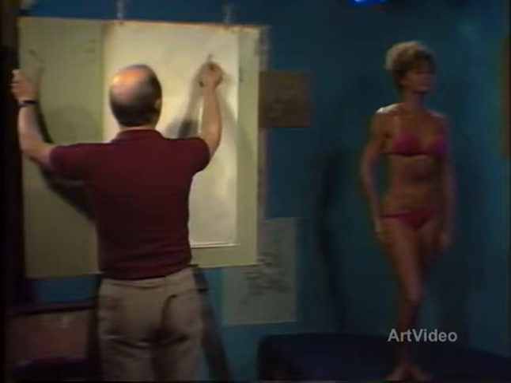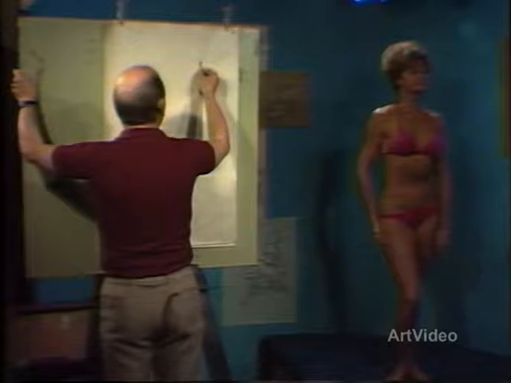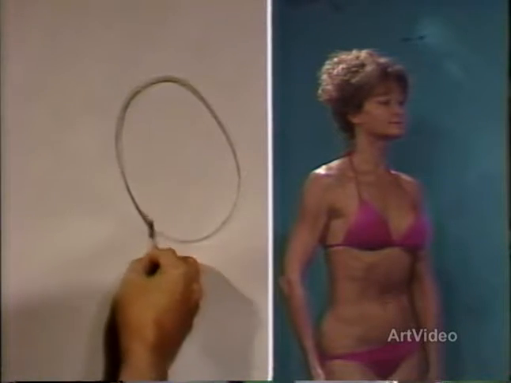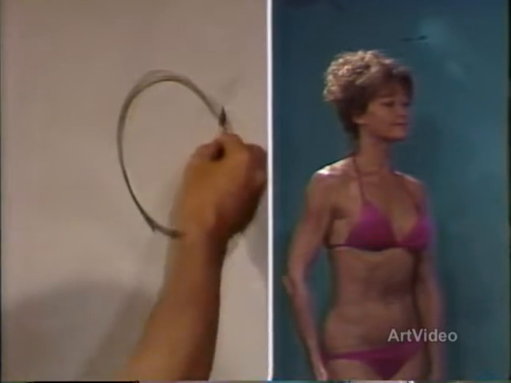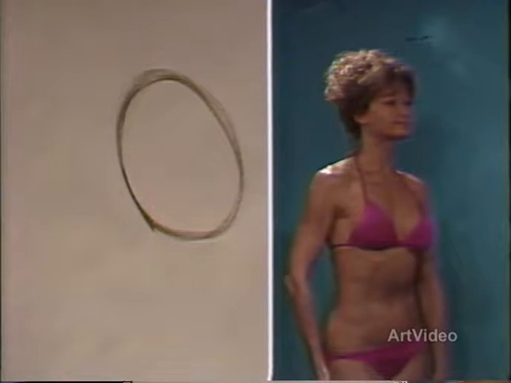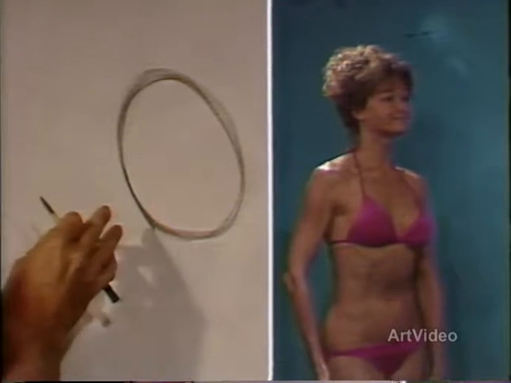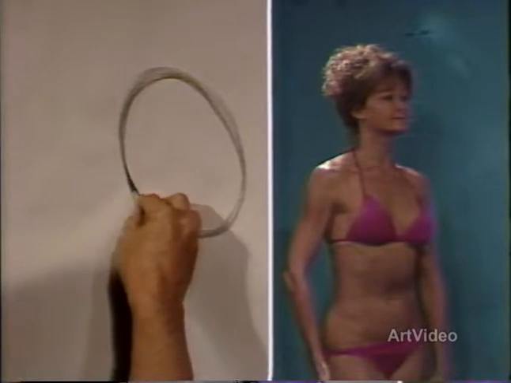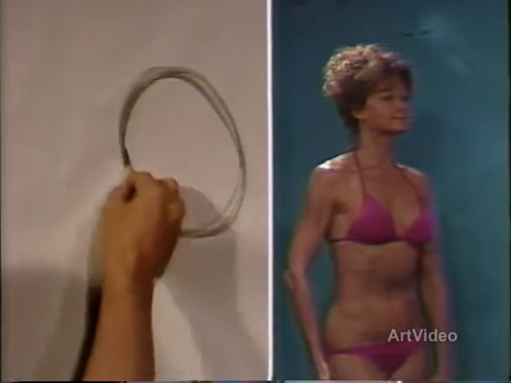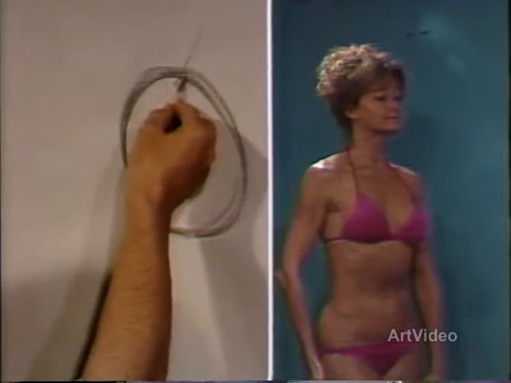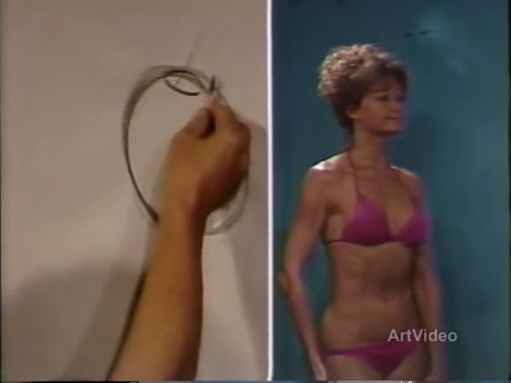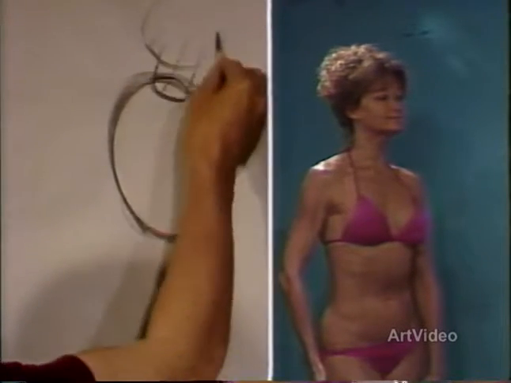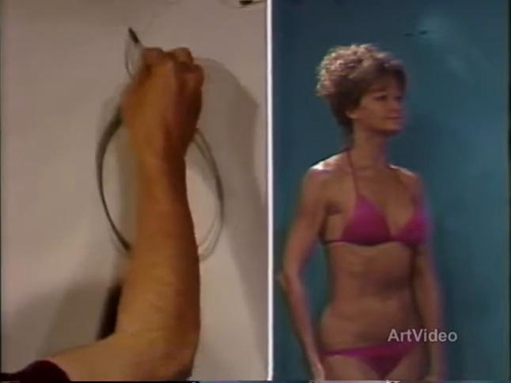The rib cage area is essentially egg-shaped. Now, in the beginning, I find it's much more useful to approach the figure by seeing these simple volumes rather than trying to delineate all kinds of bones and muscles. First, see simple volumes. Okay. The neck fits into this mass like this. The head then fits on top of this form.